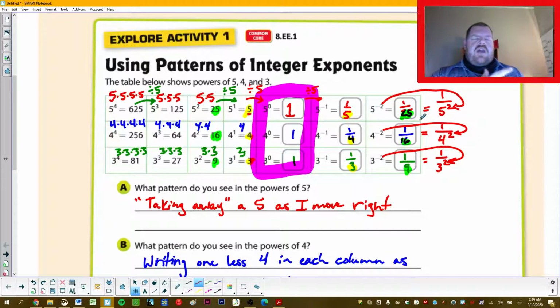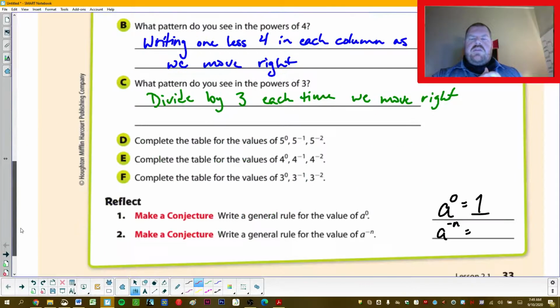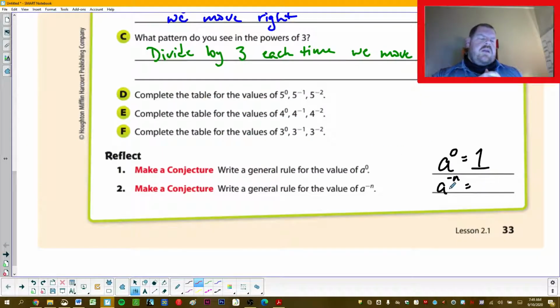And you could figure that out as 1 over 25 if that was more helpful, but the basic rule that we'll follow is a to the negative n is going to be 1 over a to the n. And that goes for any number a. Again, 0 might be an issue, but any number a and any value n.